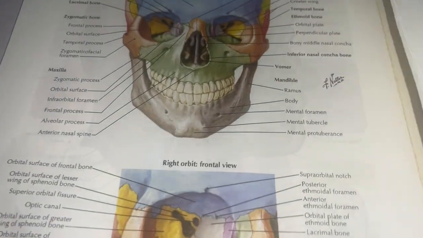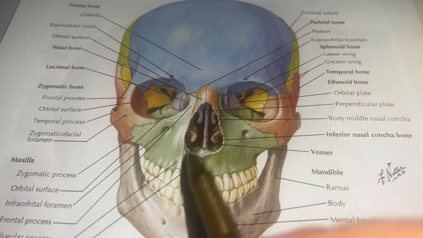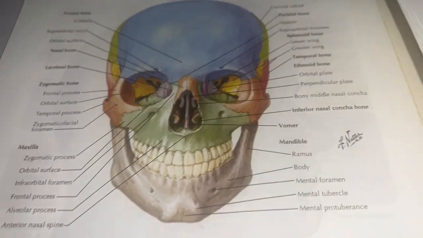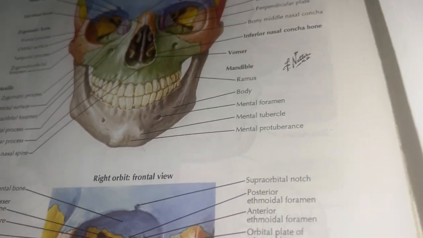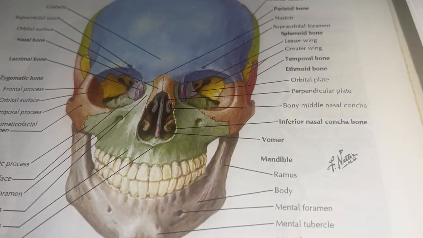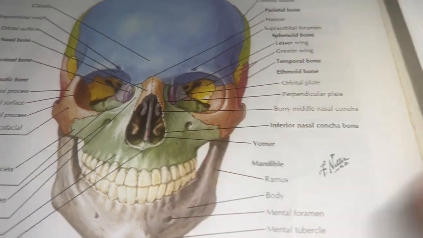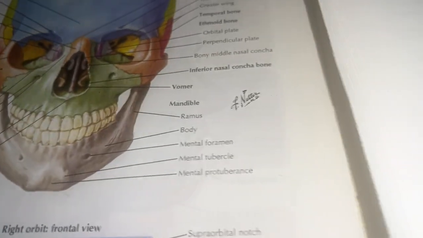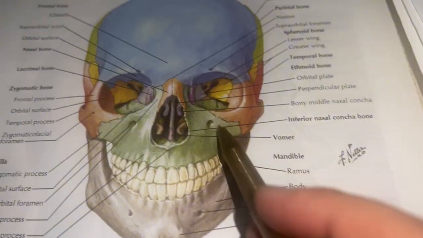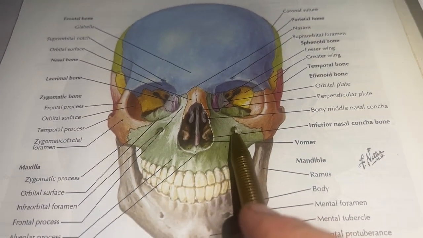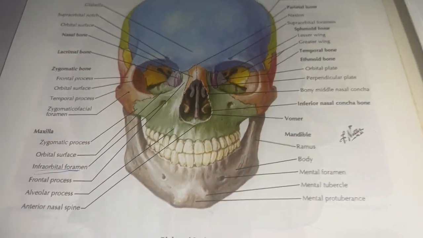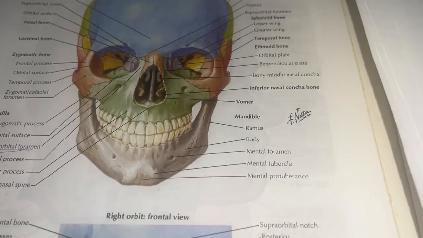Now the foramina in the Norma Frontalis view. The foramen above the orbit is the supraorbital foramen, and it transmits the supraorbital nerve along with its vessels. Below each orbit is the infraorbital foramen, and it transmits the infraorbital nerve and its vessels.